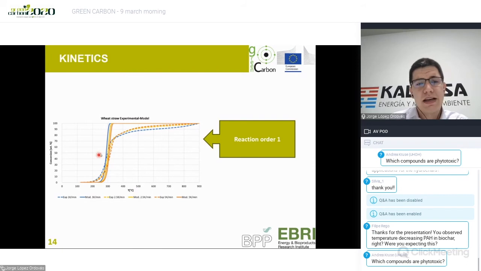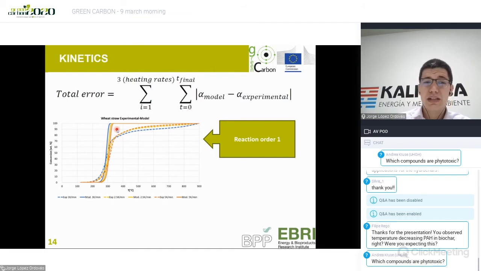So the continuous lines are the values of the conversion with the values we obtained, whereas the discontinuous lines are the real values, not from the model, from the actual experiment. So we saw it was not very accurate because it doesn't match very well. So instead of just varying the reaction order, we tried to analyze it analytically.